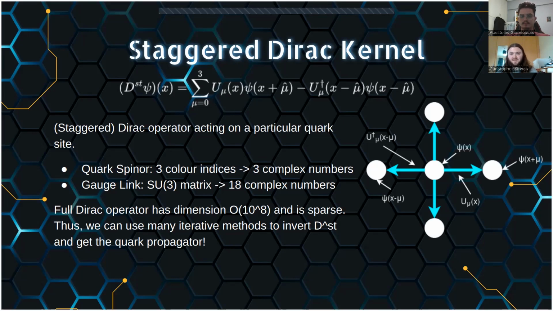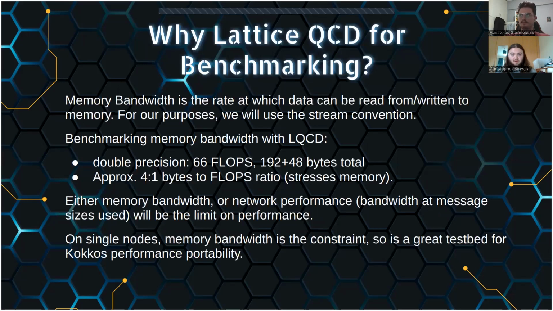Although the problem is that you do get discretization errors, and they're much higher in the staggered Dirac operator. Similarly, you have some gauge links, which are just 3 by 3 complex matrices, and that forms 18 real numbers. And this is just a sum over all the nearest neighbors on a site. The full Dirac operator has a dimension of approximately 10 to the power of 8 in most modern simulations, and is a very, very sparse matrix. Thus, we can use many sparse matrix iterative methods to invert the staggered operator and then get the quark propagator out of that.